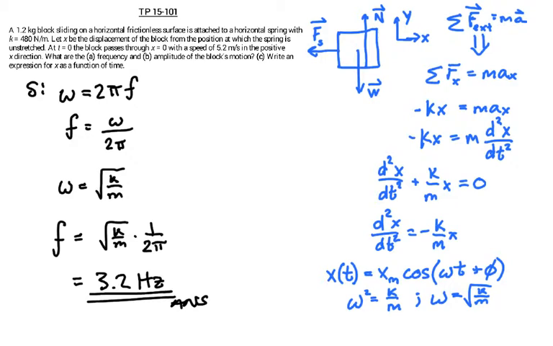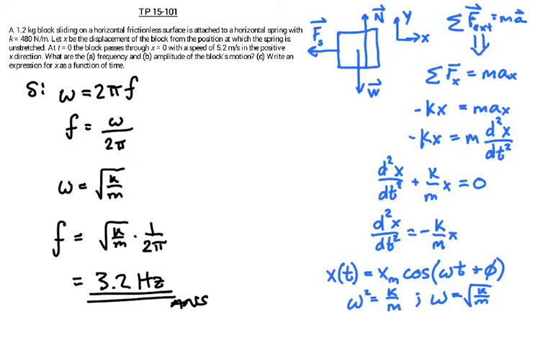So if we think about the practicality of this answer, let's see, we've got a 1.2 kilogram block. That's probably about 2.5 pounds. Seems to be a pretty strong spring. So this is oscillating back and forth 3.2 times per second.